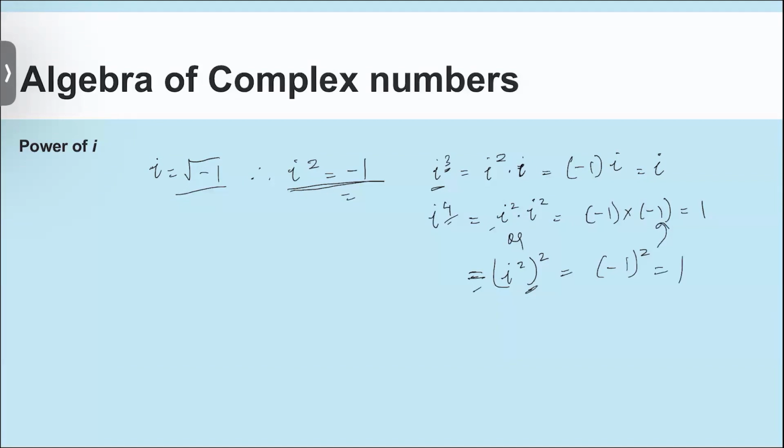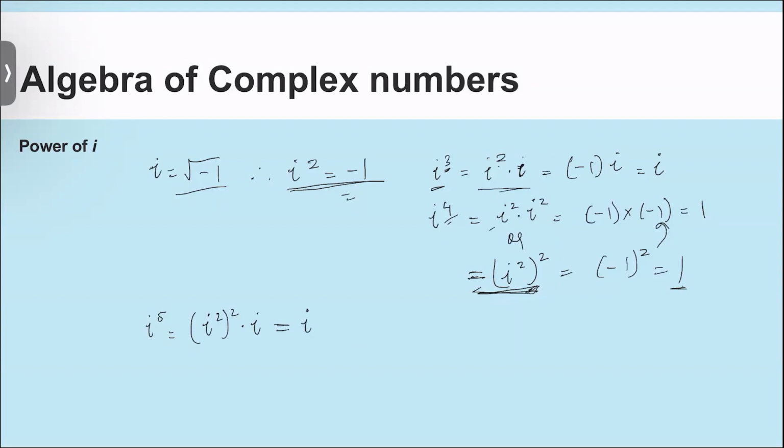Now if we take different powers, like I raised to 5, you can again either take it in the square form, or you can take it in the product form. If you want to take it in the square form, since we know that the square of I square is 1, this is also easy to remember. So you can write it in terms of I to the 4 multiplied by I. So what you're left with is I.